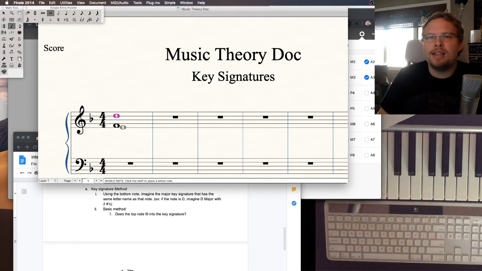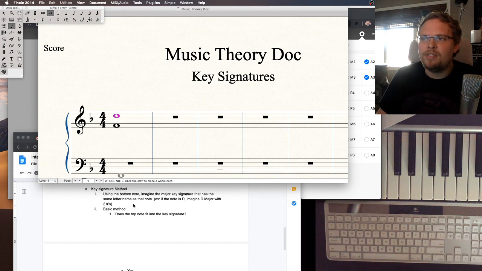Alright, so imagining that key signature, I know that F has one flat, everything else is natural. My top note is a D. The next question is, does that D fit into the key signature? Or is it a sharp or a flat? The correct answer to this one is yes, it does, because there is no flat or sharp on the D over here, and so this D works.